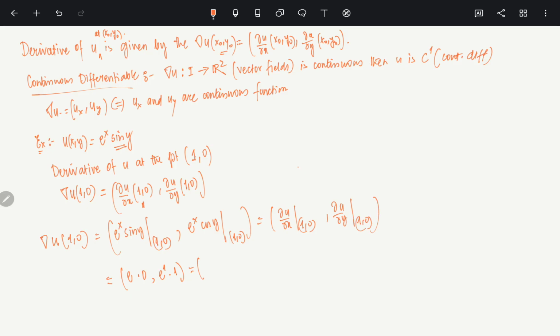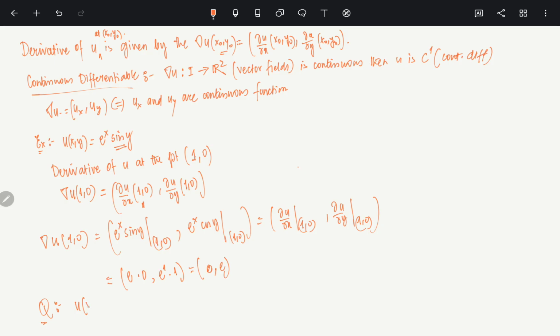Okay, which is this. So this is nothing but 0, and then you have e. So that's the derivative of this particular function. Let me give you a question here. Try to find the derivative of this thing.